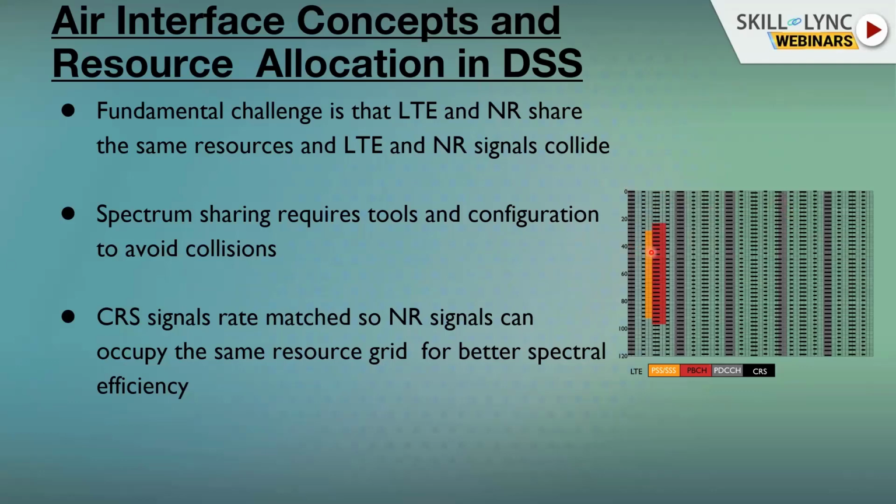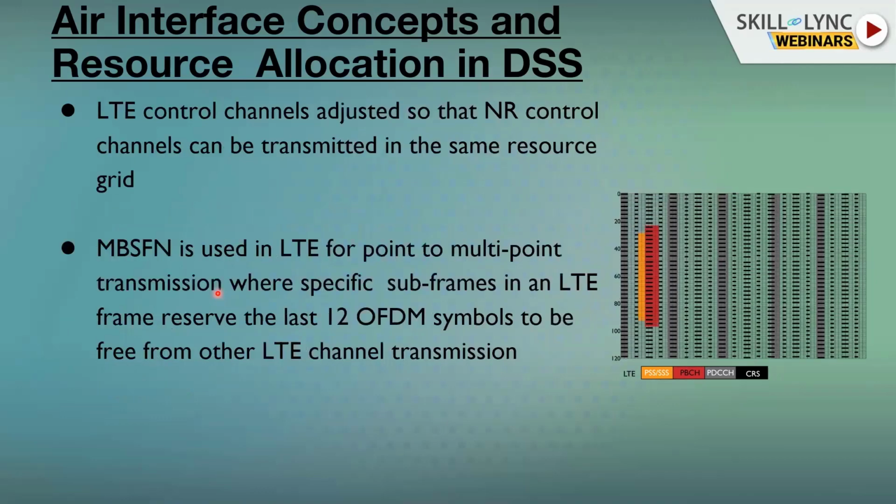Which is effectively transmitting data. So this becomes a really important, intelligent way of managing the spectrum resources. LTE control channels are adjusted so that NR control channels can be transmitted in the same resource grid.